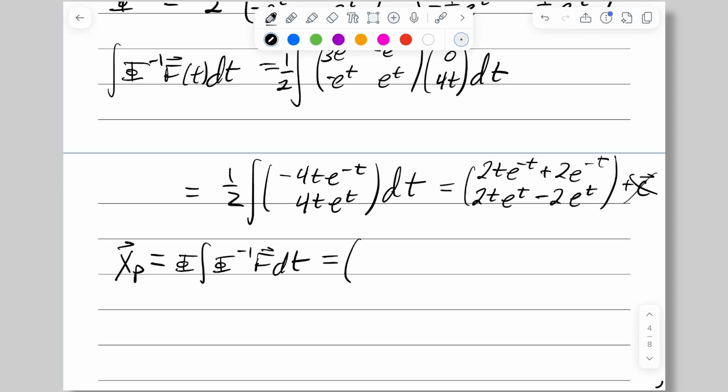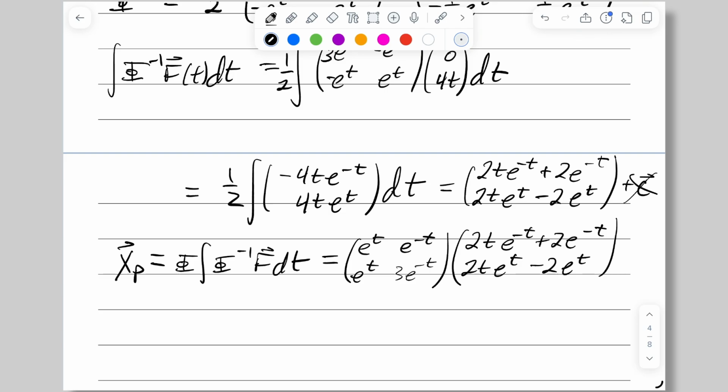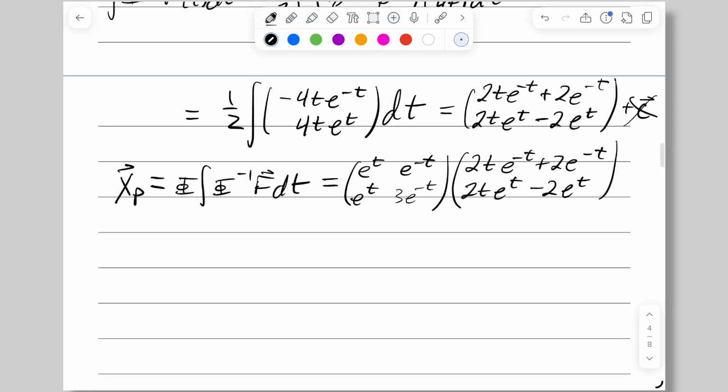From before, phi was this: e to the t, e to the negative t, e to the t, 3e to the negative t, and we're going to multiply that by what we just found, 2t e to the negative t plus 2e to the negative t, 2t e to the t minus 2e to the t. Remember, that's a column vector, right? That's one entry in the top and one entry in the bottom. Notice if we had kept the plus c, what we would end up doing is multiplying phi times c, just reproducing what we already have in x sub c. That's why we don't need that constant.